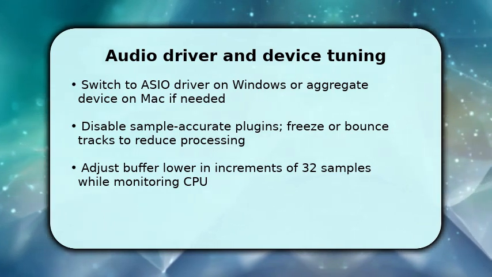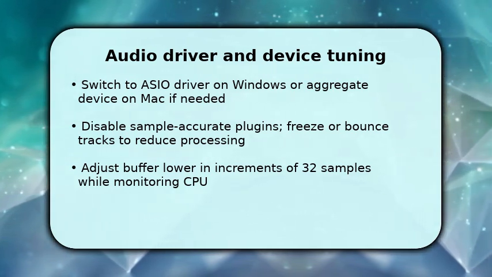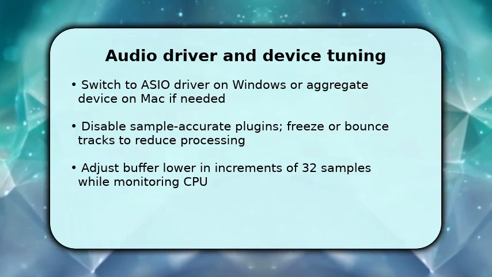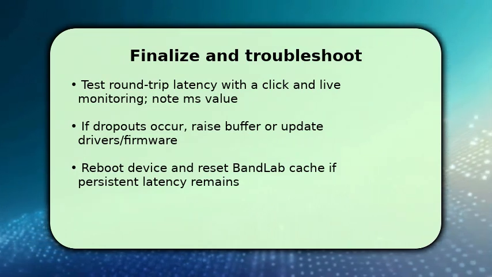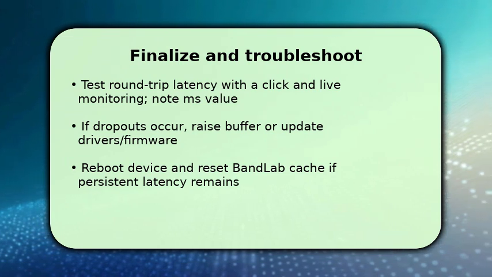Finally, lower the buffer in 32 sample steps while watching CPU meters so you reach the lowest stable setting without dropouts. To finish, measure actual round-trip delay. Enable a click track and monitor live input while recording, then calculate milliseconds. This tells you if adjustments worked.